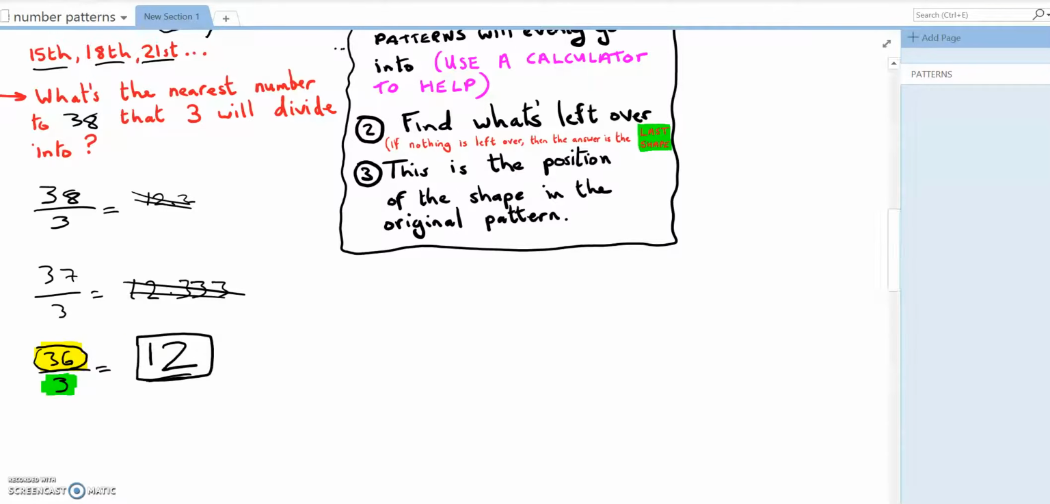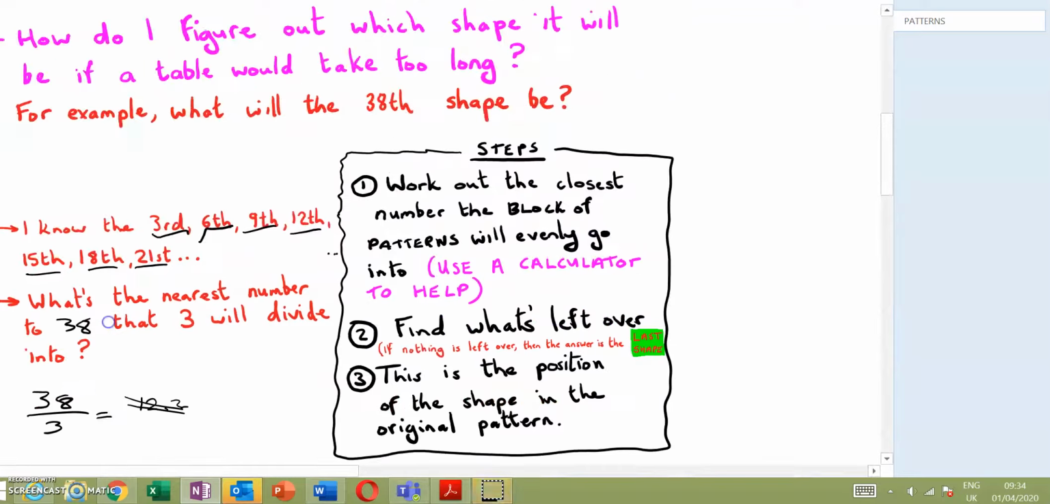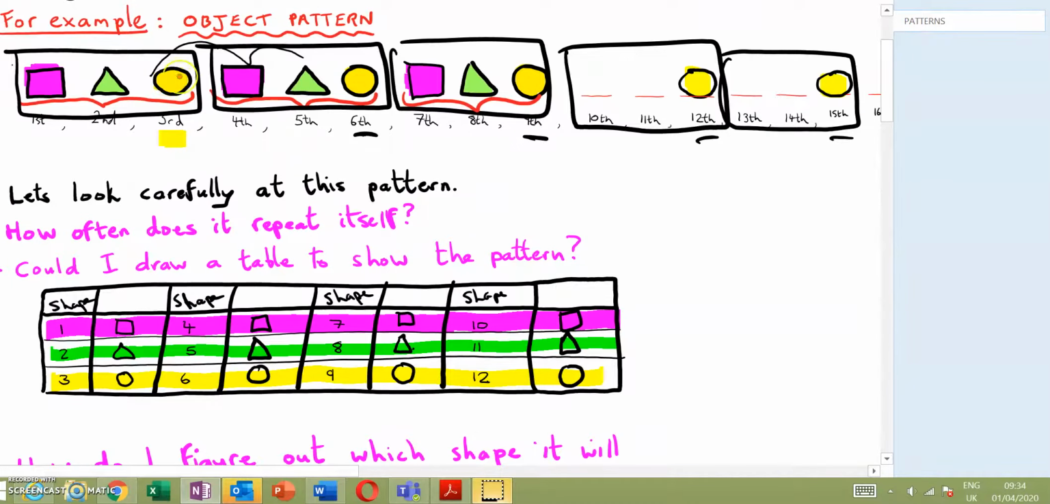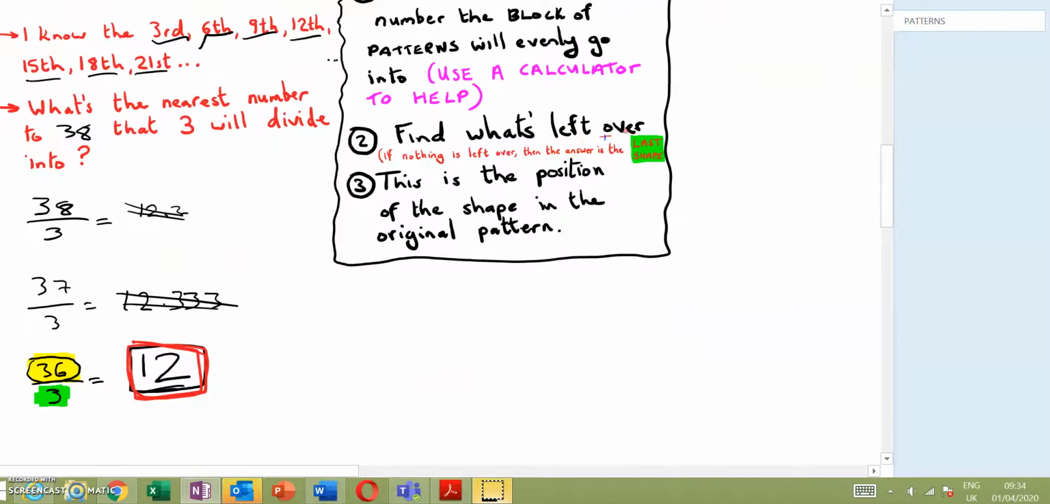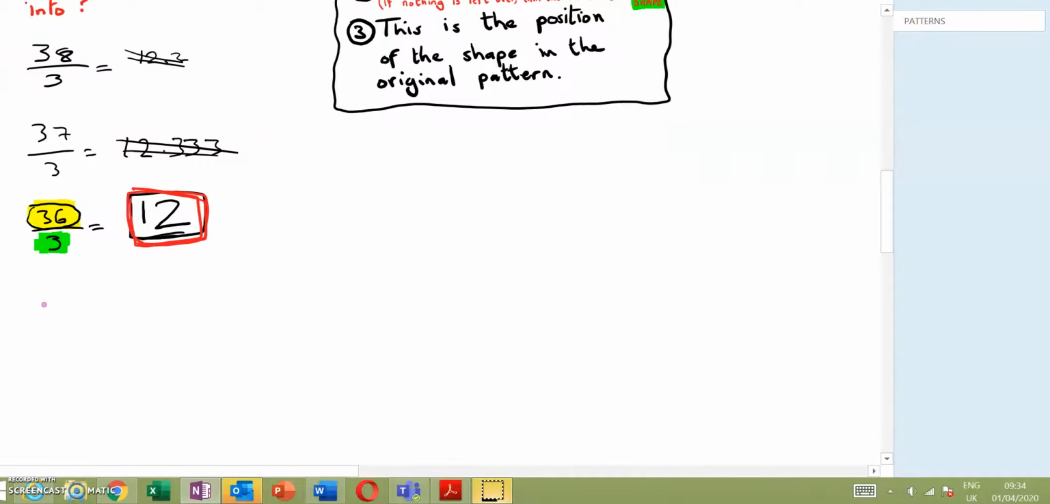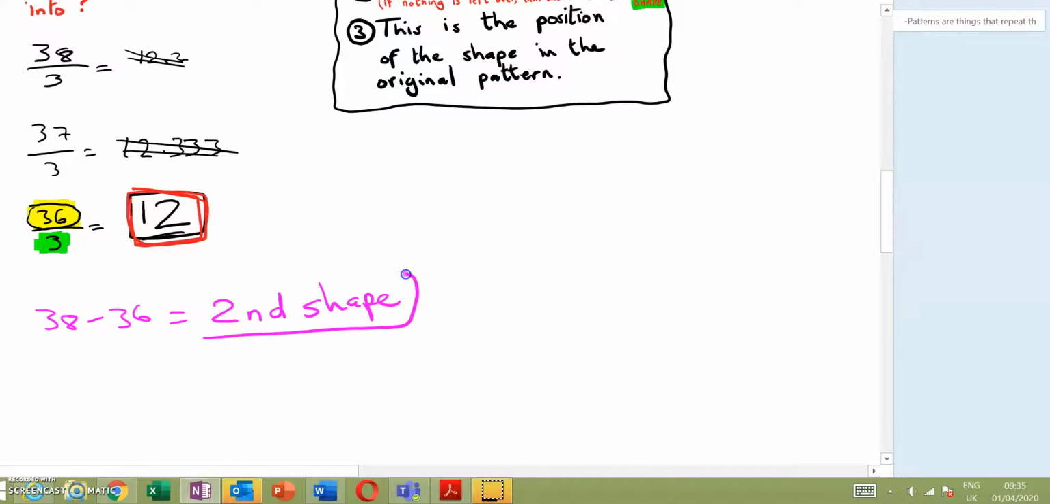And if you get an even number, that means you know that that's going to be the same as the last shape in the pattern. Where's the last shape? Here. So now I just need to figure out what's left over. Okay? So what's 38 minus 36? It's 2. So I'm looking for the second shape in my pattern.